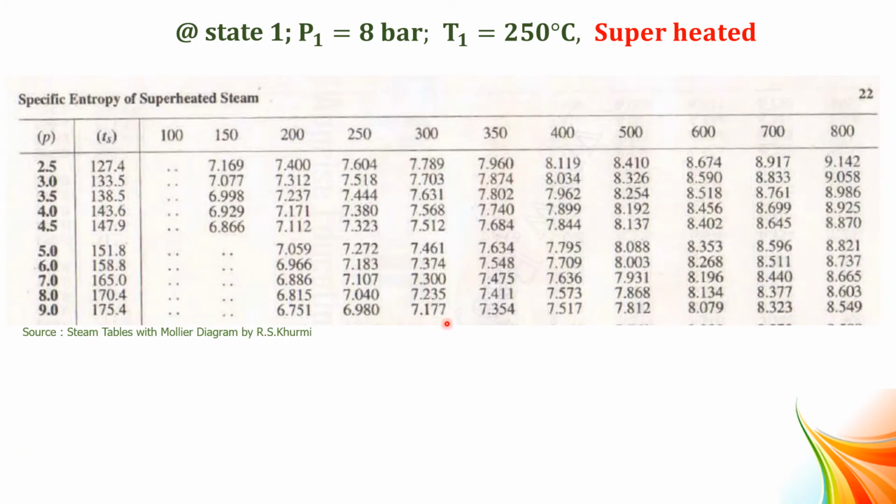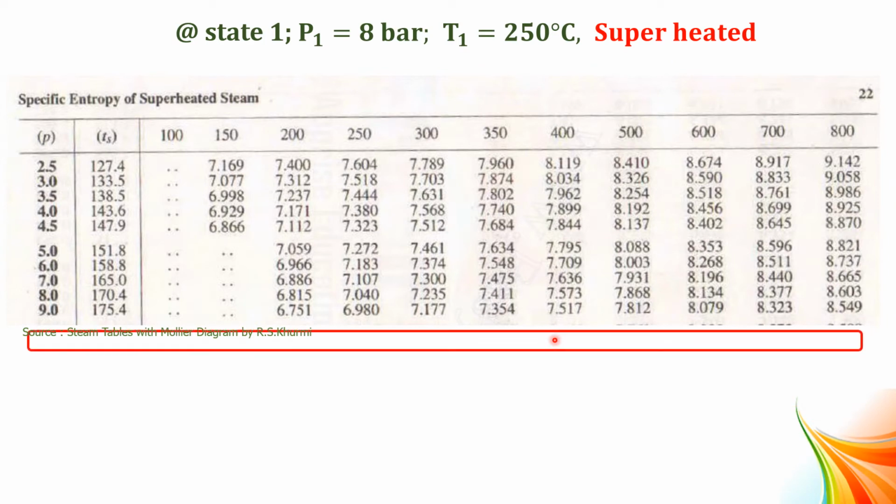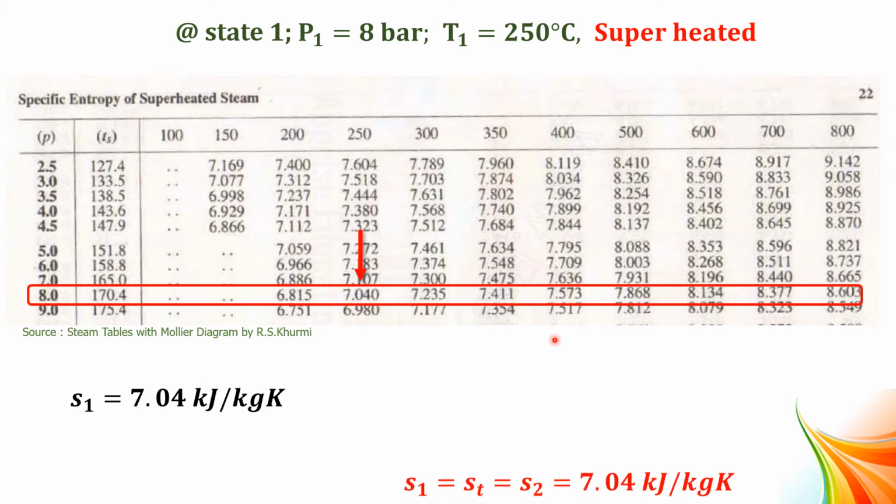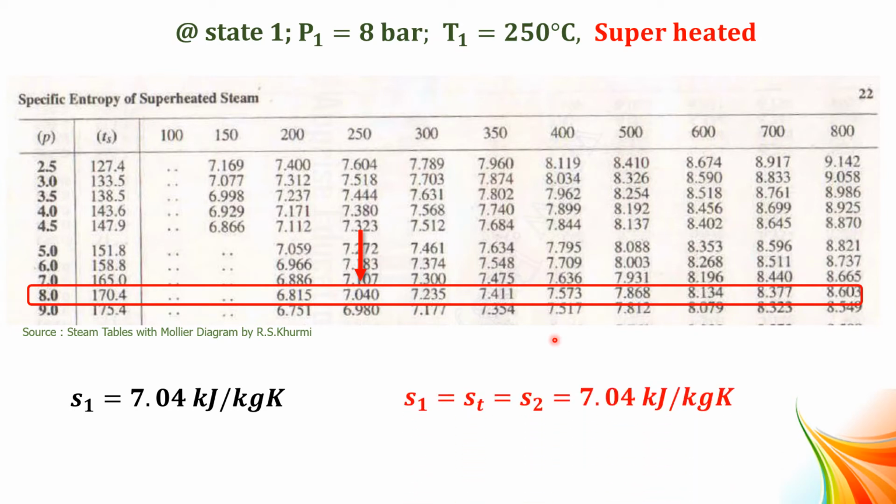We have to find out the specific entropy of steam at the inlet of the nozzle. For this, we have to go to the specific entropy of superheated steam table, page number 22. Corresponding to a pressure of 8 bar and temperature 250 degrees centigrade, we note down the specific entropy s1 equal to 7.04 kilojoule per kilogram Kelvin. We know the process that takes place in the nozzle is isentropic. Therefore, entropy s1 equal to s2 equal to st equal to 7.04 kilojoule per kilogram Kelvin.